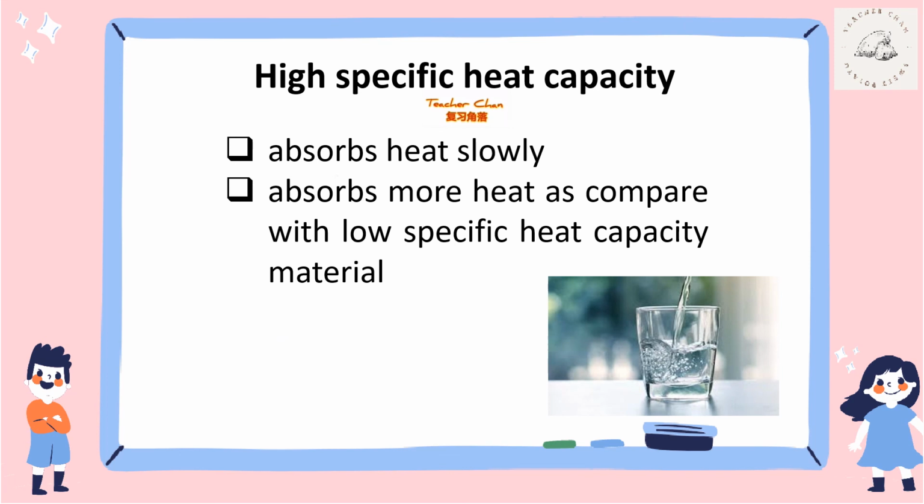High specific heat capacity. Material with high specific heat capacity is able to absorb heat slowly or absorb more heat as compared with low specific heat capacity material. The best example is water, which is 4,200 joule per kg per degree Celsius.